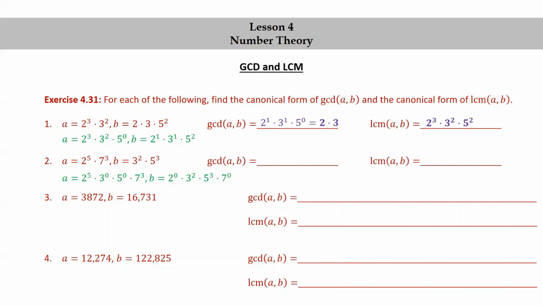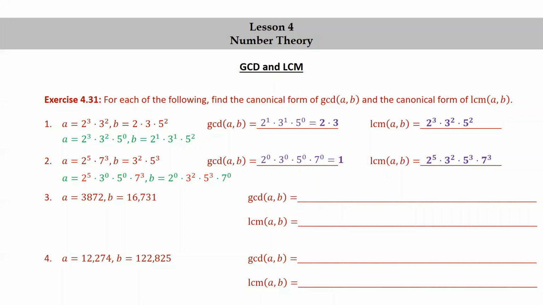Again, for the GCD, we take the lowest power of each prime. That's 2 to the 0 times 3 to the 0 times 5 to the 0 times 7 to the 0, which is just 1. For the LCM, we take the highest power of each prime. That's 2 to the 5th times 3 to the 2nd times 5 to the 3rd times 7 to the 3rd.